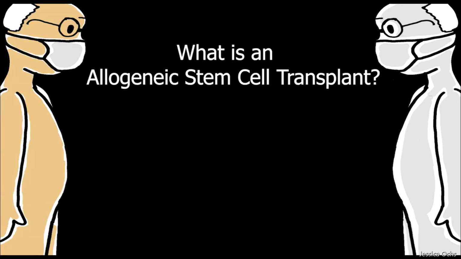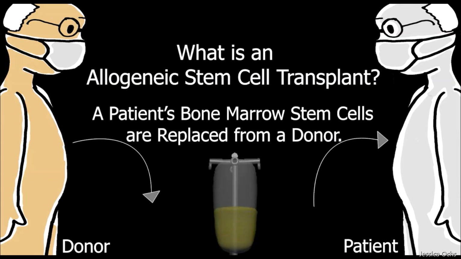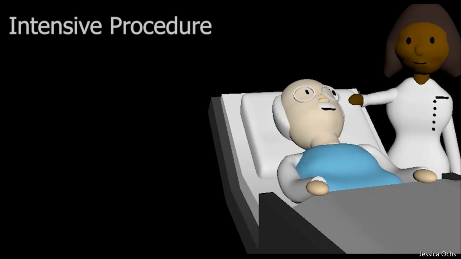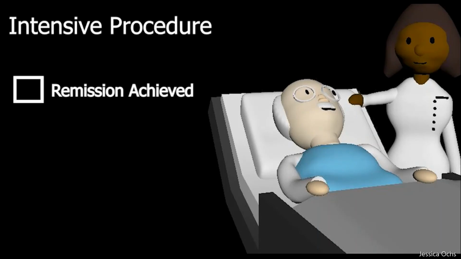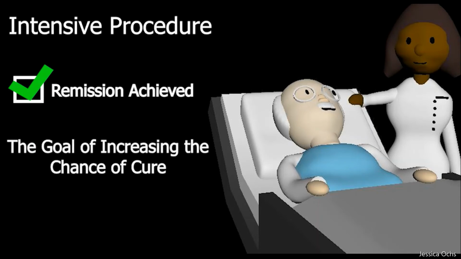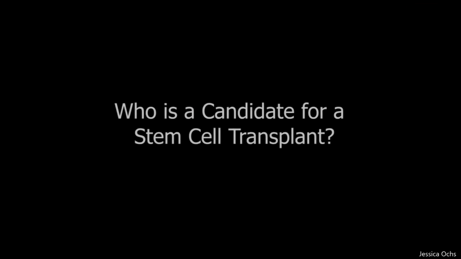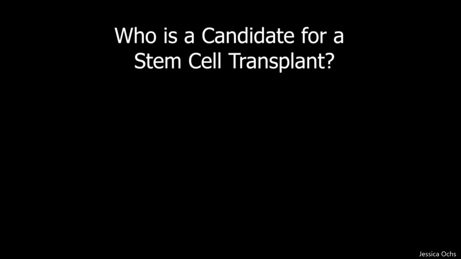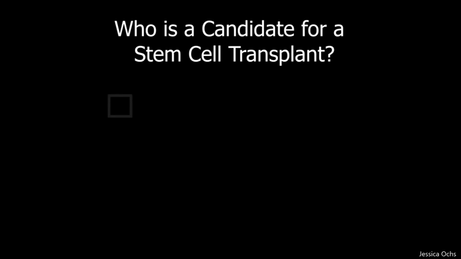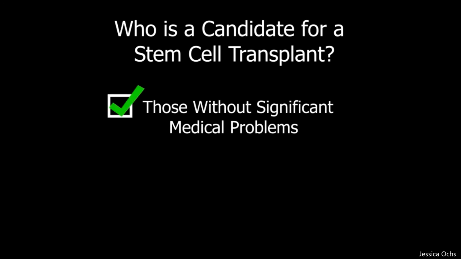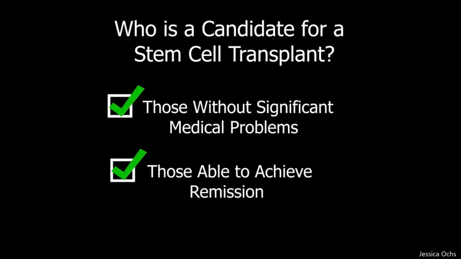What is an allogeneic stem cell transplant? An allogeneic stem cell transplant is a procedure where a patient's own bone marrow stem cells are replaced by healthy stem cells obtained from a donor. It is an intensive procedure performed in the hospital once remission has been achieved, with the goal of increasing the chance of cure. Who is a candidate for a stem cell transplant? Several medical tests need to be completed to determine transplant eligibility. Those without significant medical problems and those able to achieve remission are considered for a stem cell transplant.